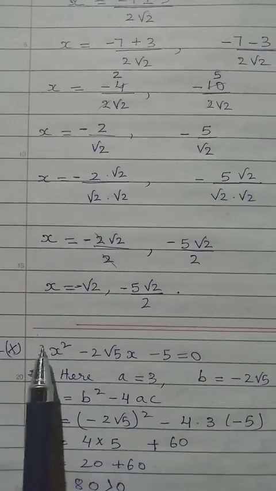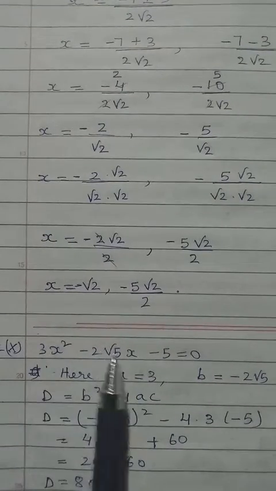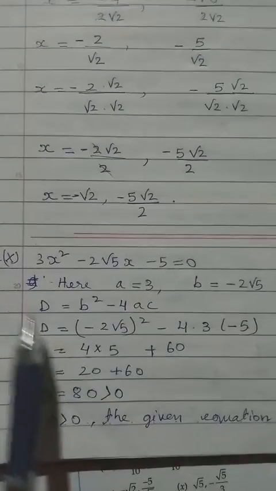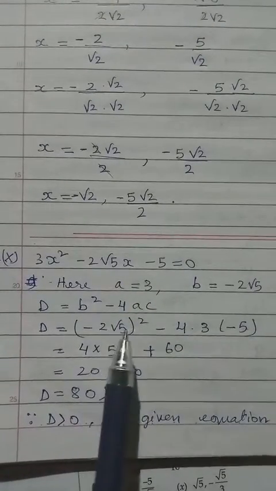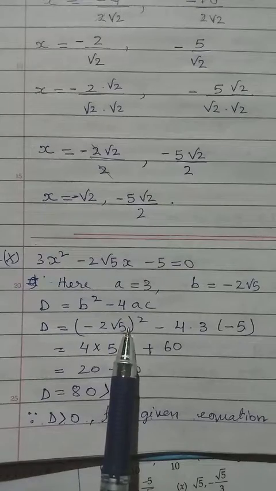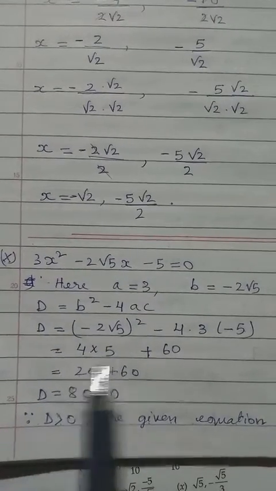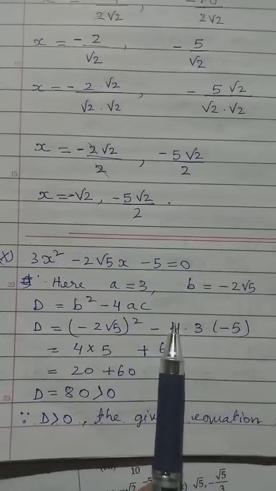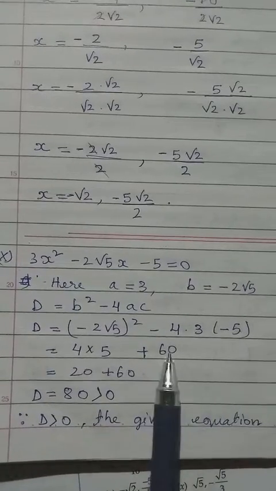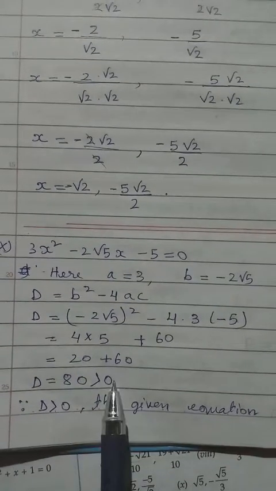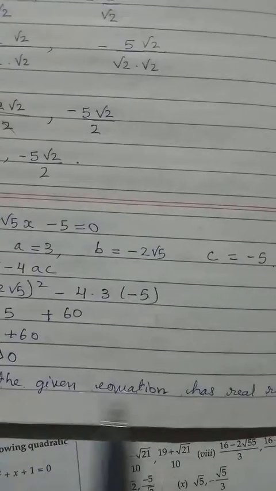Then next, number 10 again here. a is 5, b is minus 2 root 5, c is minus 5. So 2 into 2, 4, root 5 into root 5 will be 5. Minus, minus plus, 4 into 5, 20. Minus, minus plus, 4 into 5, 20, into 5, 60. 60 plus 20, we have 80, greater than 0. So the equation has real roots.